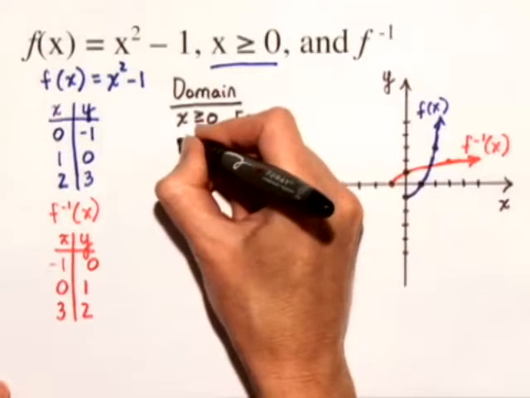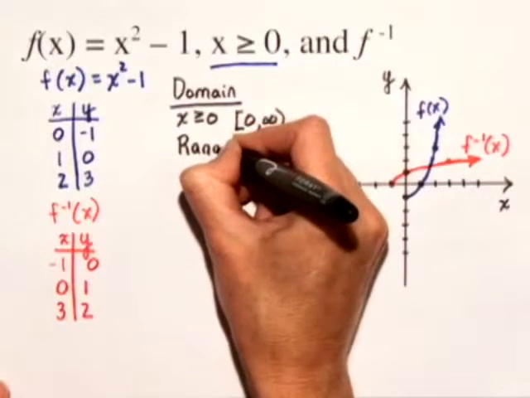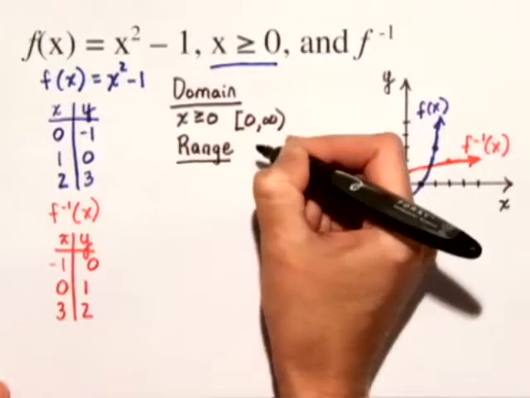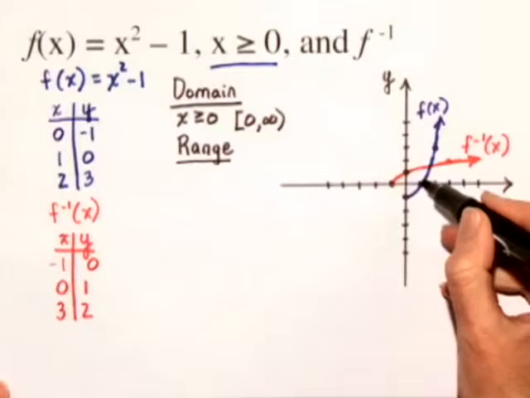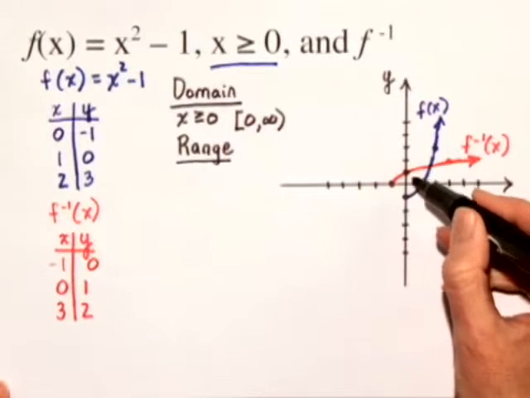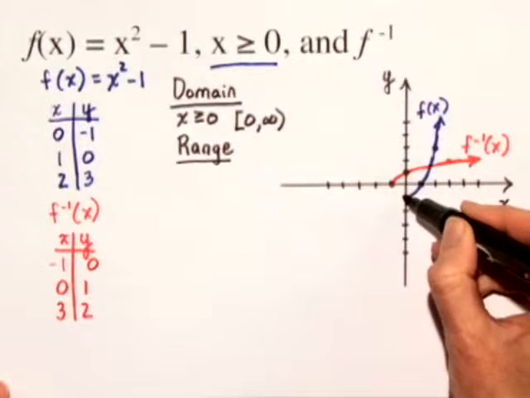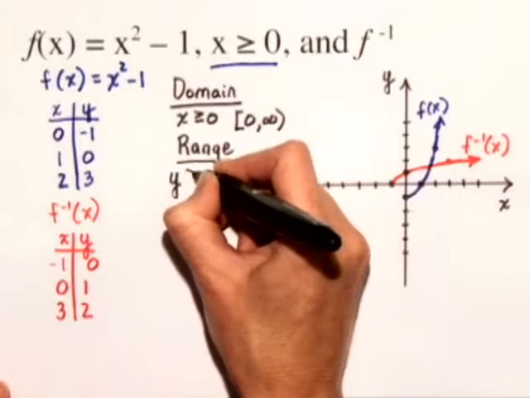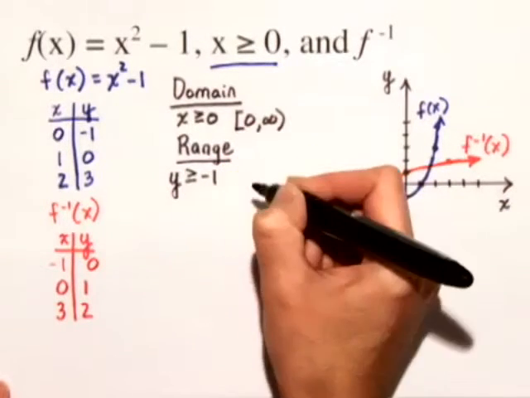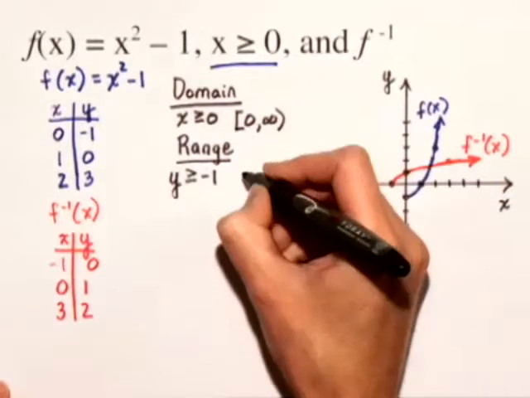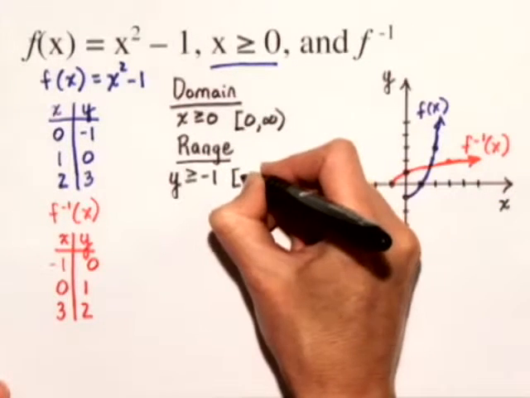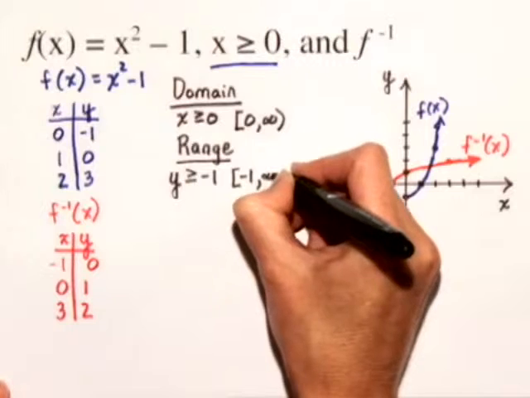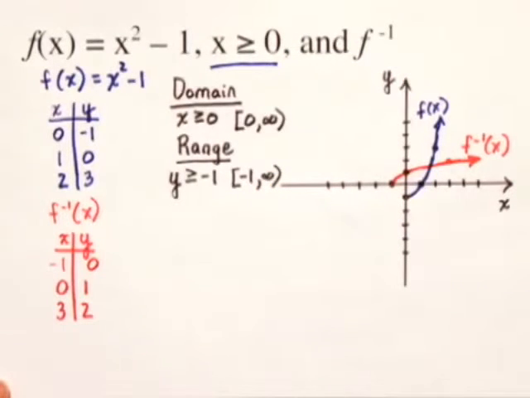In the range, remember the range means what y values do we have on this graph? Well, let's look at this graph in blue. Notice that the lowest y value I ever see occurs right here at this point, at the point 0, comma, negative 1. Therefore, the y values are such that y is greater than or equal to the value negative 1. And in interval notation, that will simply look like negative 1 to positive infinity.